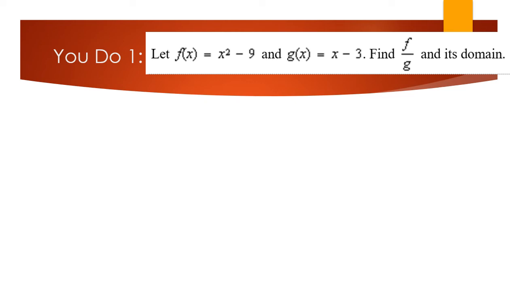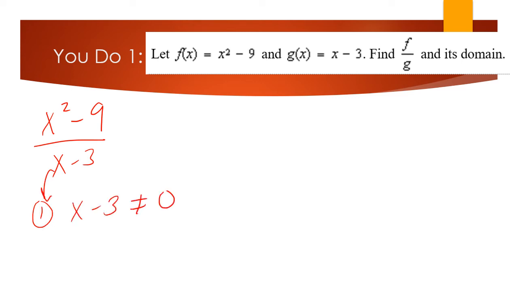All right, so I hope you paused. So the first thing you should have done was set it up. So you get x squared minus 9 divided by x minus 3. And then your domain restriction is based off of your denominator. So we have x minus 3 cannot equal 0. So we add 3 to both sides, and we get x equals 3. And x cannot equal 3. So we know it's all real numbers, but x cannot equal 3. That's our domain.